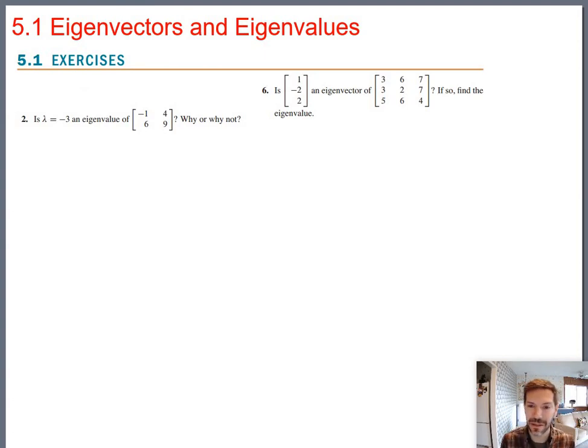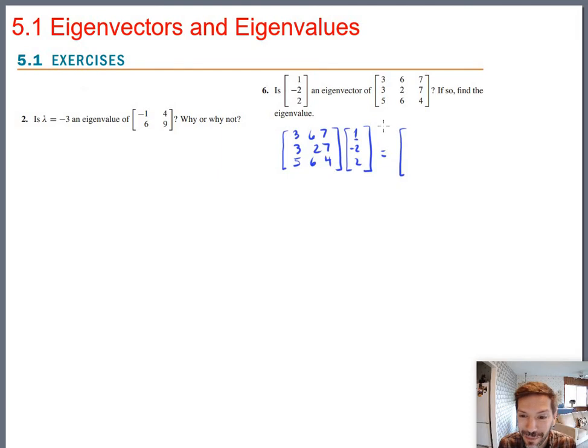And easy enough to check. We just need to do the multiplication and see if we get a multiple of 1, negative 2, 2. So you can do this on a matrix calculator, or you can do it by hand, whichever way seems quicker to you. I'm going to try to do it by hand and see what happens here. Hopefully my brain's in good shape.